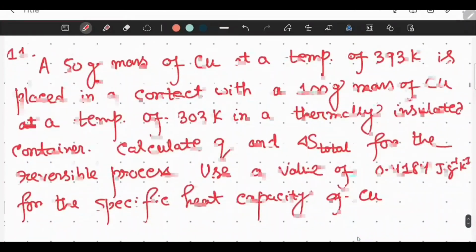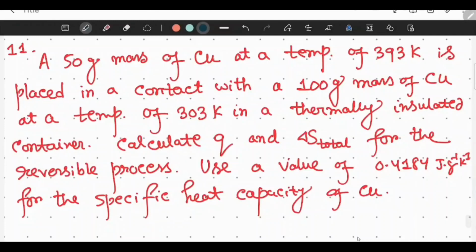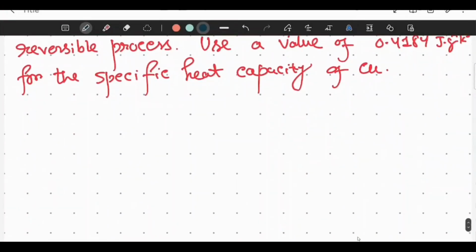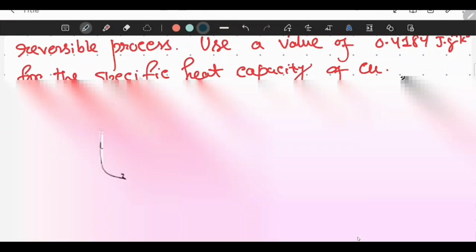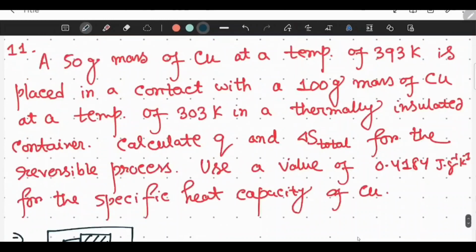Okay, so that is a 50 gram mass of copper at a temperature of 393 Kelvin, in contact with a 100 gram mass of copper at a temperature of 303 Kelvin, in a thermally insulated container. Let's say this is a thermally insulated container. There are two pieces of copper. This is one piece, and let's say this is another piece. This is 50 gram, and this is 100 gram.